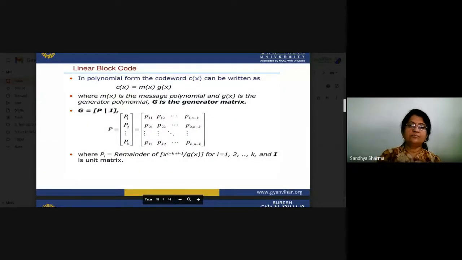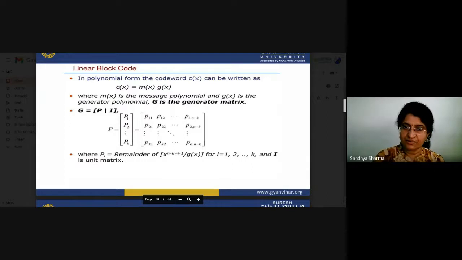In the linear block code polynomial form, the code word C(x) is equal to M(x) into G(x). So whatever generator matrix you are given, you have to multiply it with M(x), and then you will get the code word. M(x) is the message polynomial and G(x) is the generator polynomial, or capital G is the generator matrix.